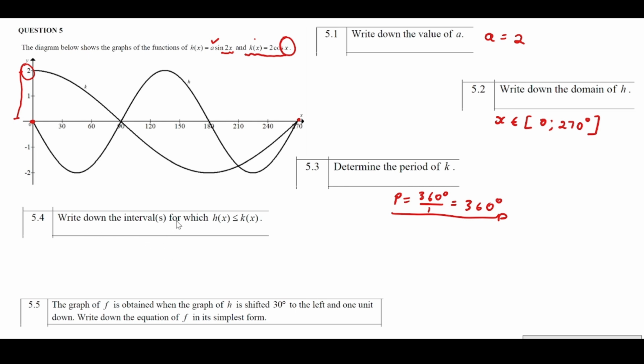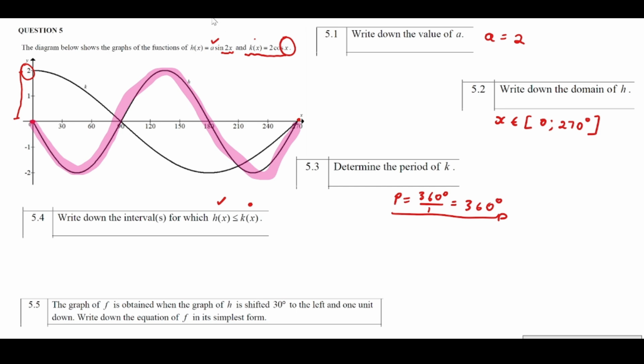5.4, write down the interval for which h of x is less than or equal to k of x. You shouldn't stress about these ones, guys. When they're talking about something that is less, it means that we're going to look at where the graph of h is below the graph of k. So we're going to check on our graph where we find the graph of h to be below. So this is our graph, the graph of h. I'm going to give it a color there.